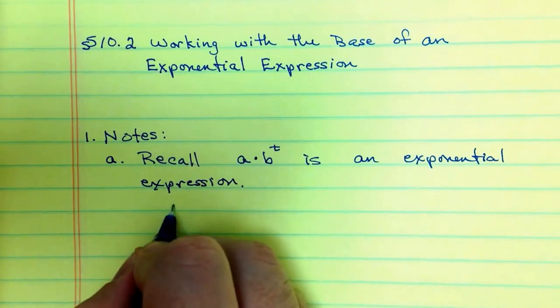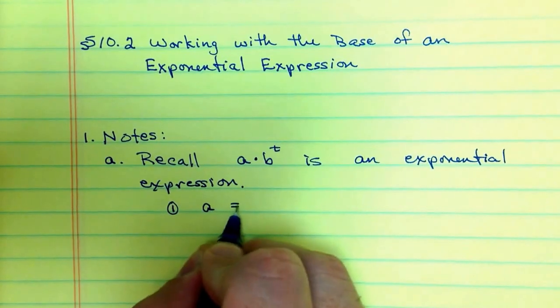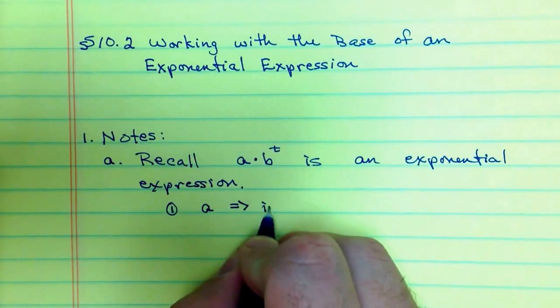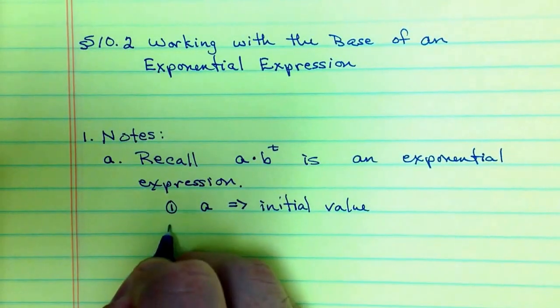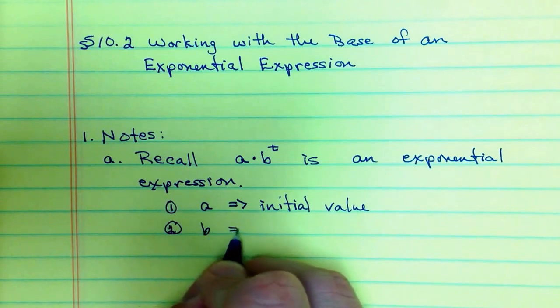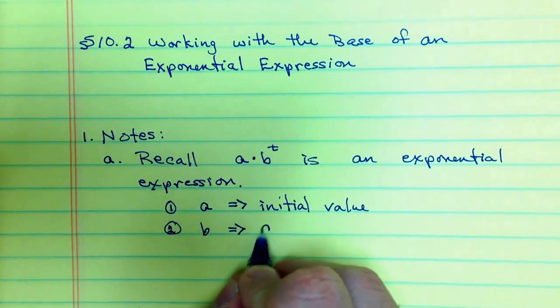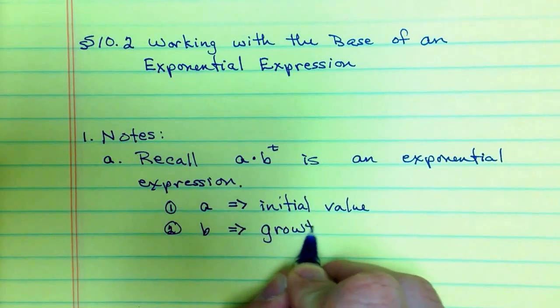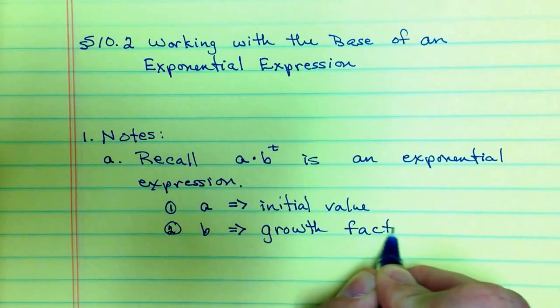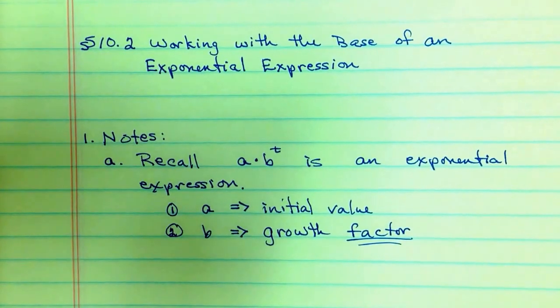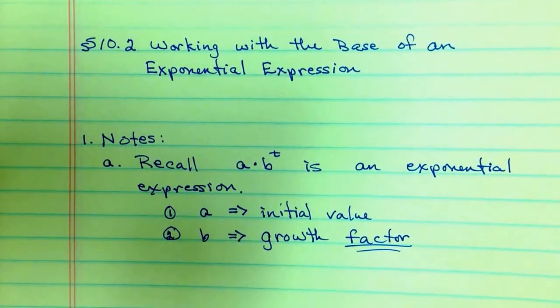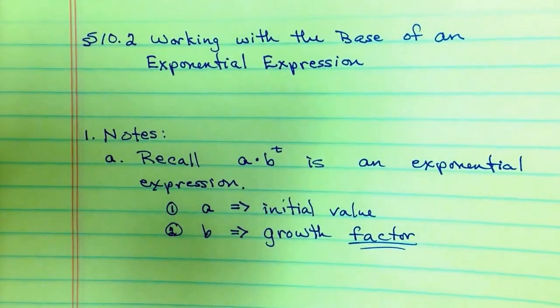Okay, and remind me what a represents. Right, that's the initial value. And remind me what b represents. That is the growth factor. And remember that factor means this is what I multiply by. So this is the number we multiply by all the time.